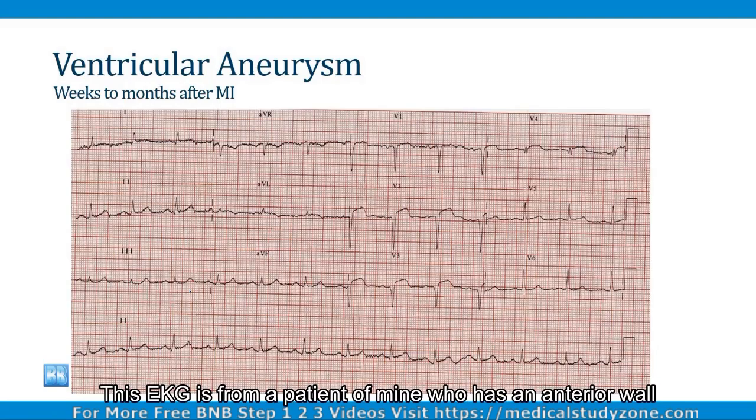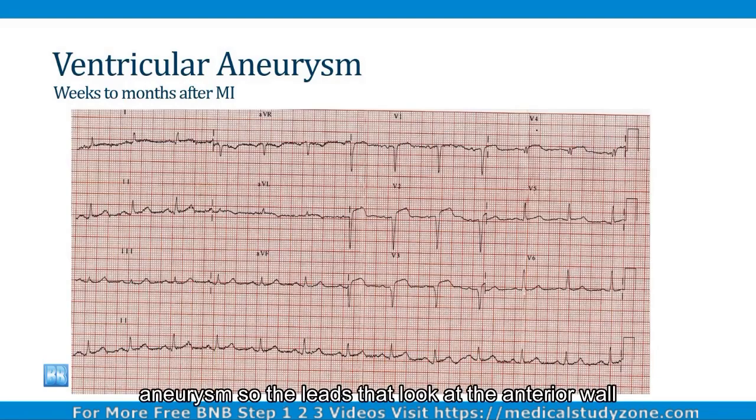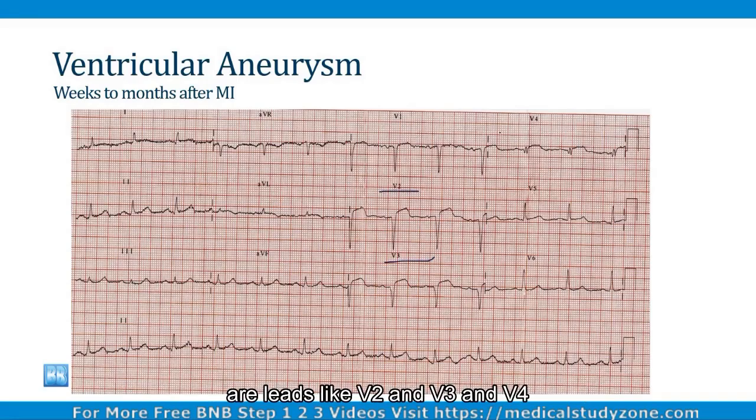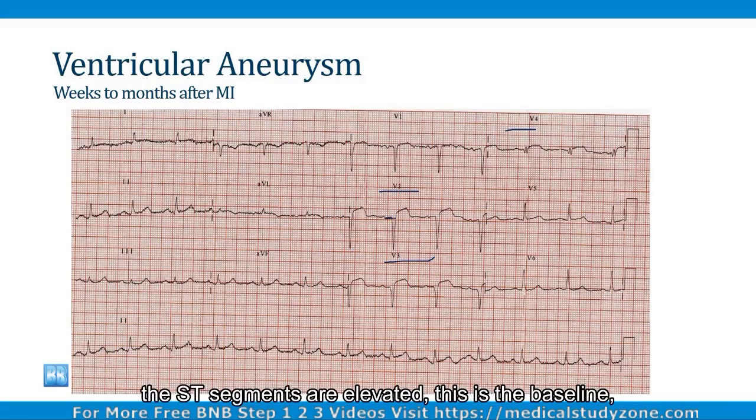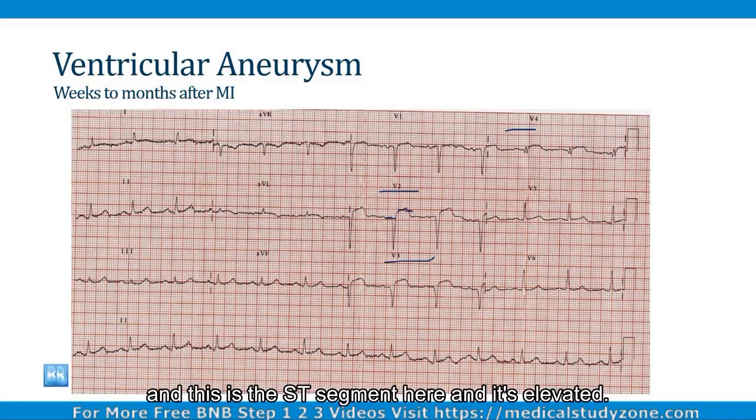This EKG is from a patient of mine who has an anterior wall aneurysm. So the leads that look at the anterior wall are leads like V2 and V3 and V4. And if you look carefully at those leads, the ST segments are elevated. This is the baseline and this is the ST segment here, and it's elevated.